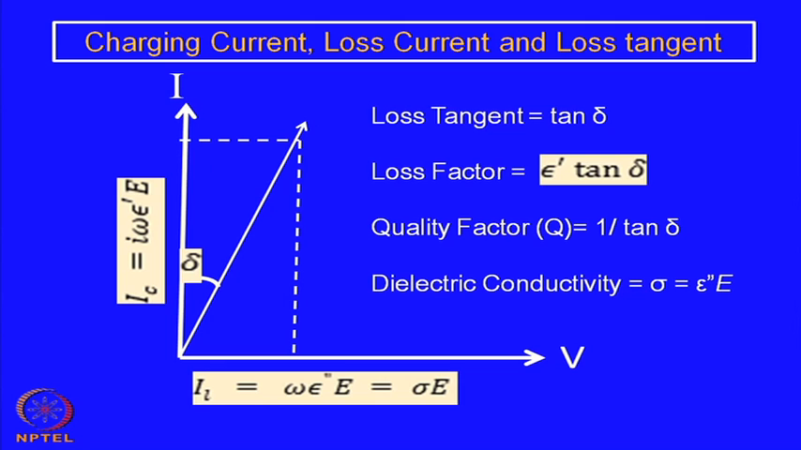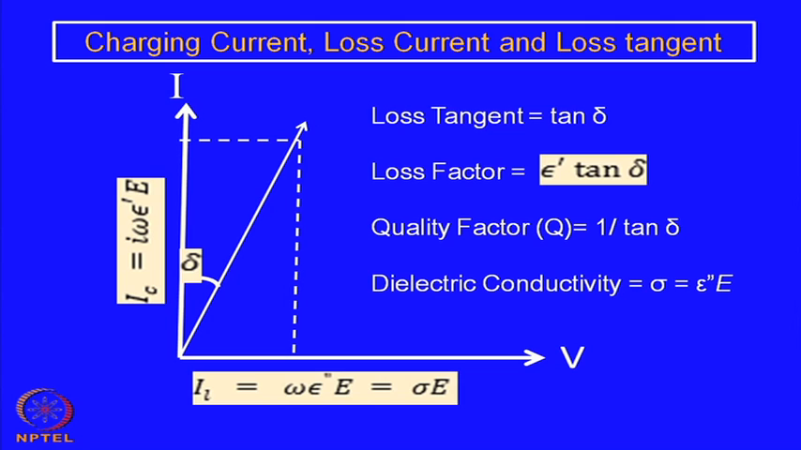There is another parameter also used to designate how good a capacitor is, that is what is called a quality factor or sometimes called Q factor. This Q factor is nothing but the inverse of tan delta. So, the higher the loss, the lower will be the quality factor. So, that means we will always try to find out where the loss is lowest. Okay. So, the higher the quality factor, the lower the tan delta value, and therefore, that is a better material or better capacitor.